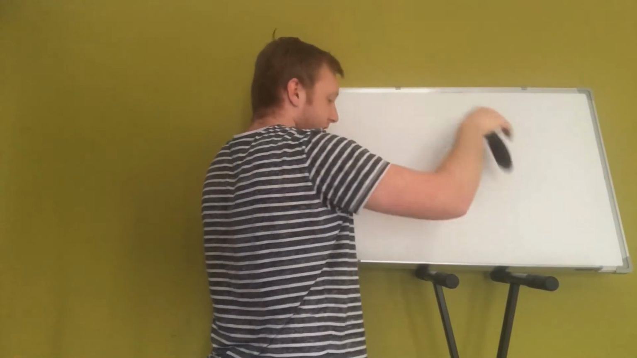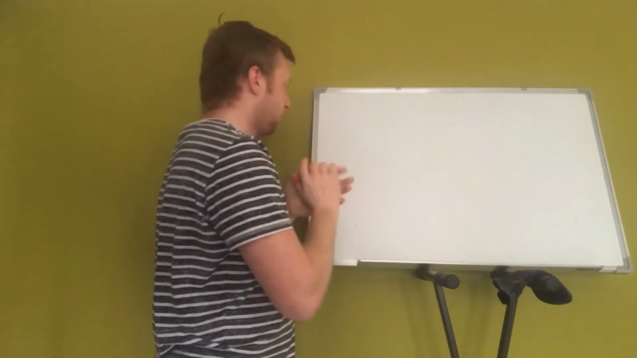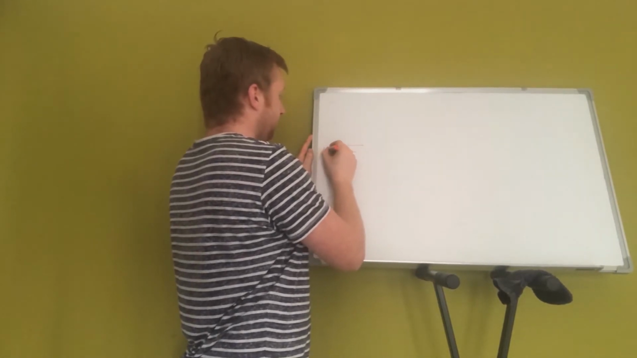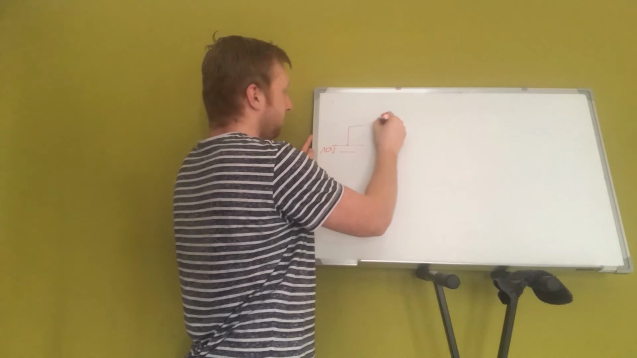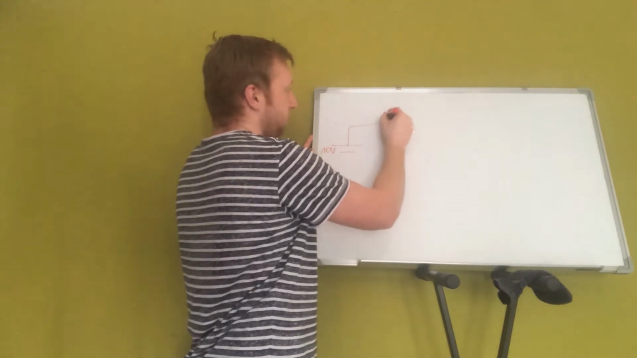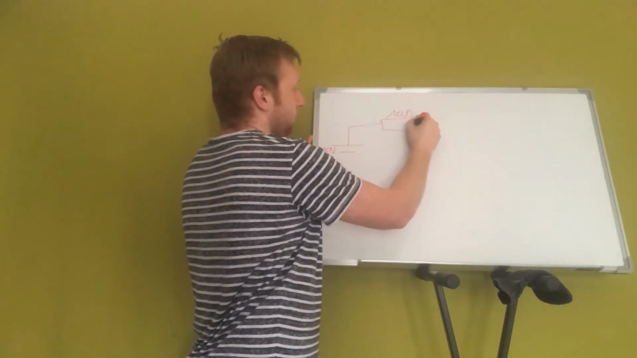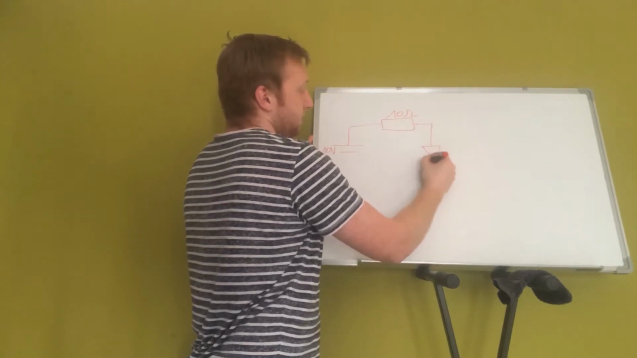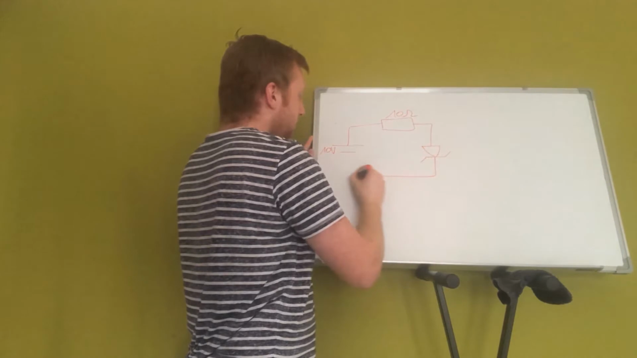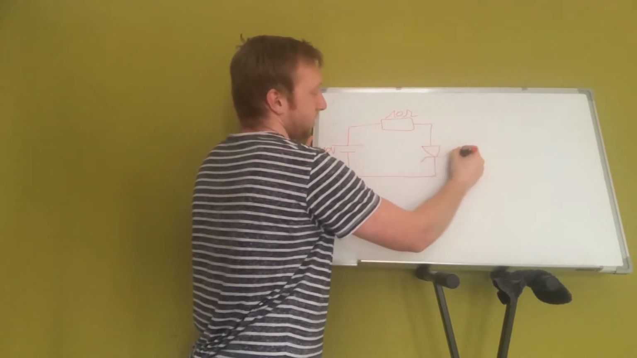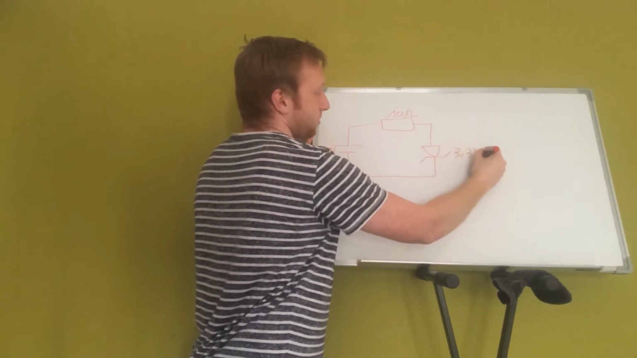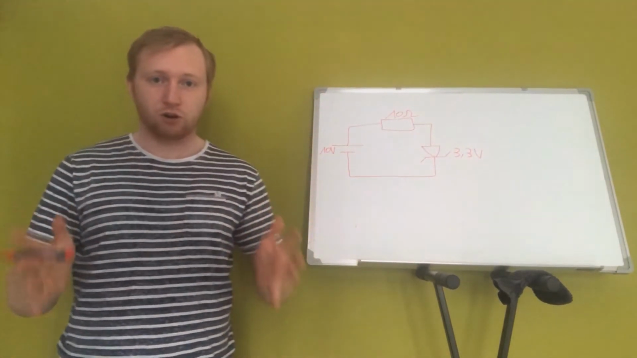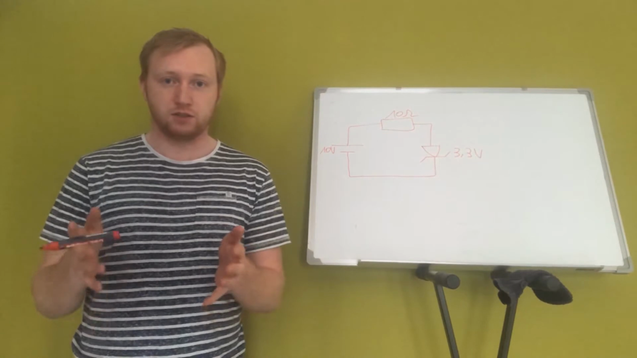Let's draw this in a schematic. Let's start with step 1. I will add a voltage source of 10 volts, a resistor of 10 ohms, then I will add the Zener diode, and back to the source, and this Zener diode has 3.3 volts. Okay, so my question is, how much current is flowing in this circuit?